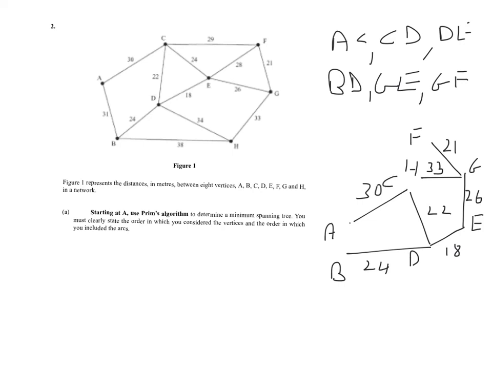So to fit everything in, I've moved F and H around a little bit, but this is not a map. This is just meant to show the configuration of the tree. This question also asks for the weight of the tree, and if you add up those numbers you get 174, and it's kilometres.